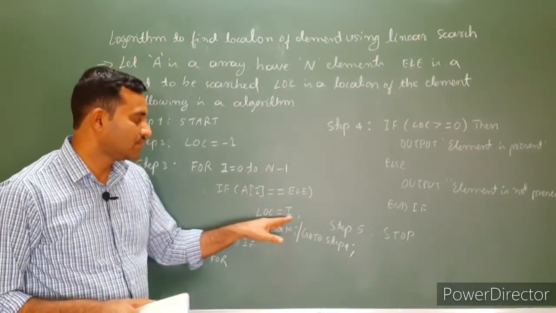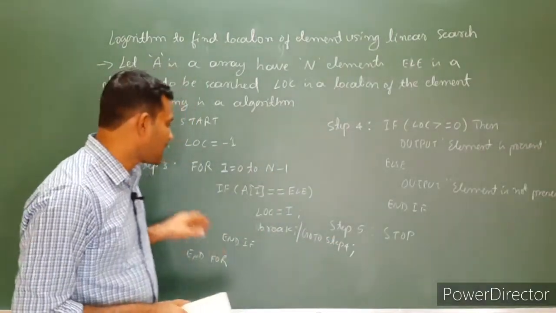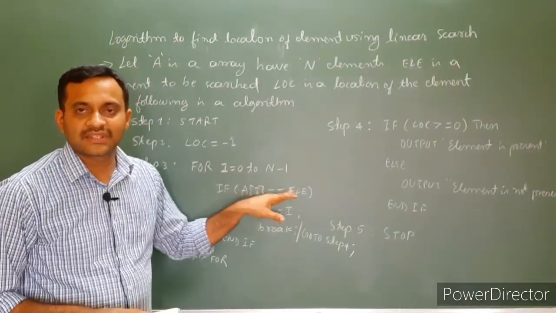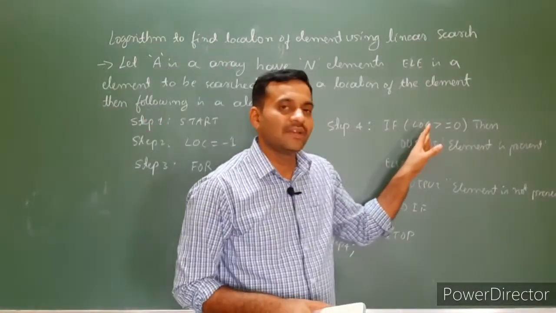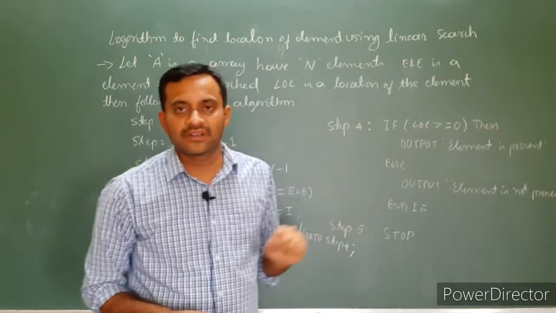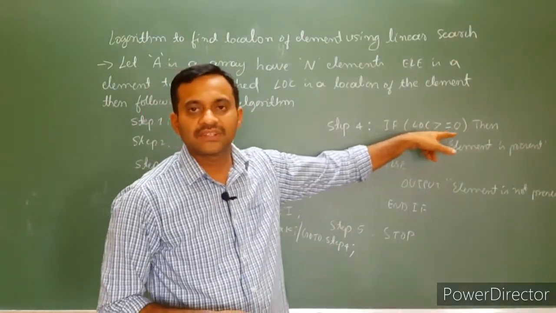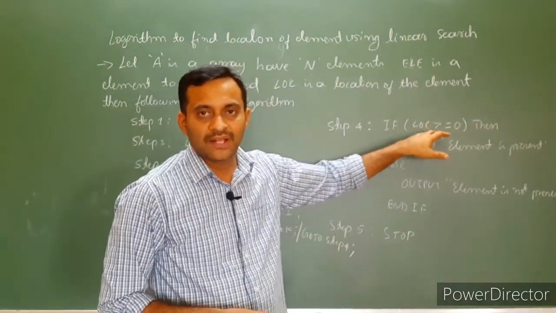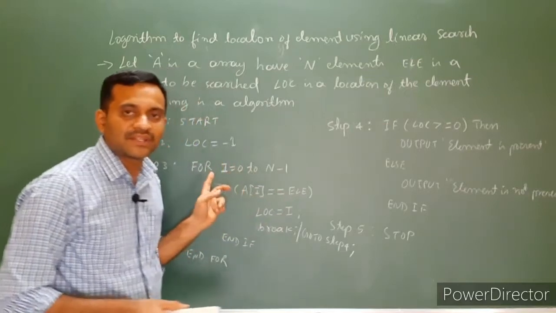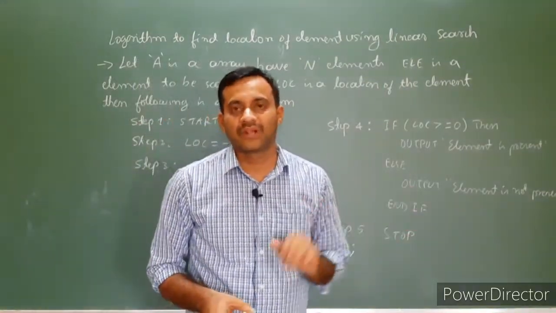If it is found, note down the index value, go to step number 4. Otherwise, access the next element and compare it with the searching element. After closing the for loop, compare whether the location value is modified or not. If the position is modified and it is greater than or equal to 0, the element is found. If it is a negative value, location remains the same, -1, then we say the element is not present.